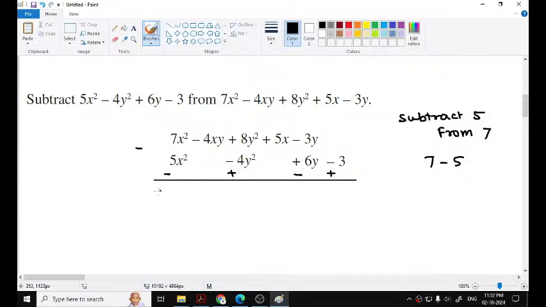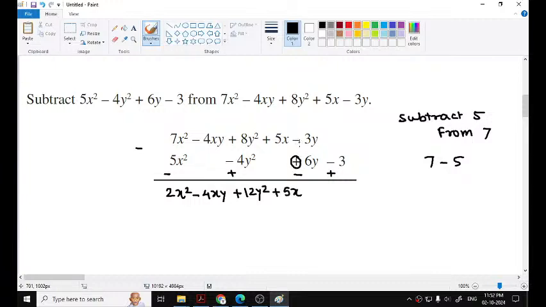Now 7x square minus 5x square is 2x square. No like term to this, so we have to carry it. Now consider this new sign. Plus 8 plus 4, that is plus 12y square. No like term for this term.